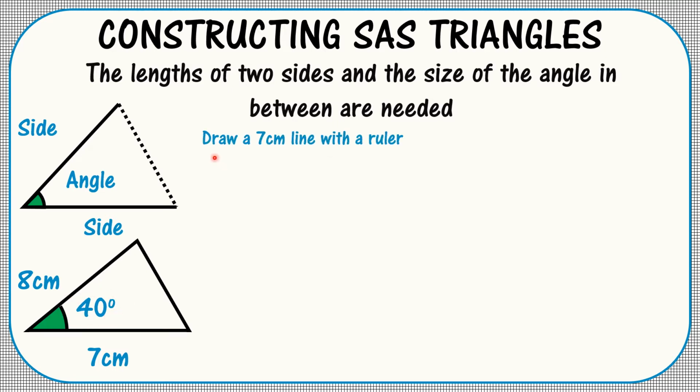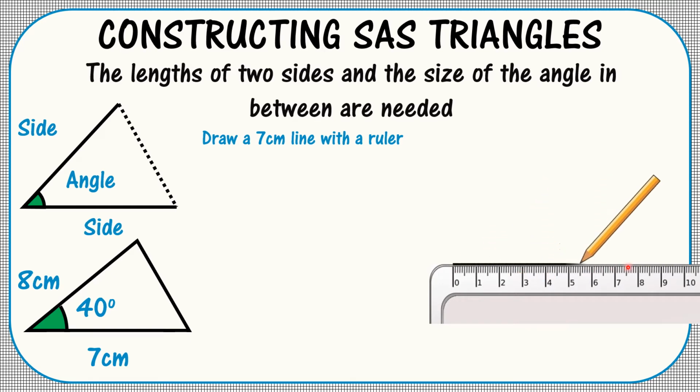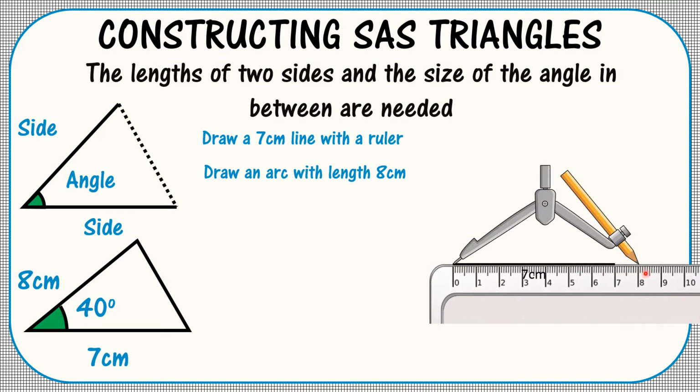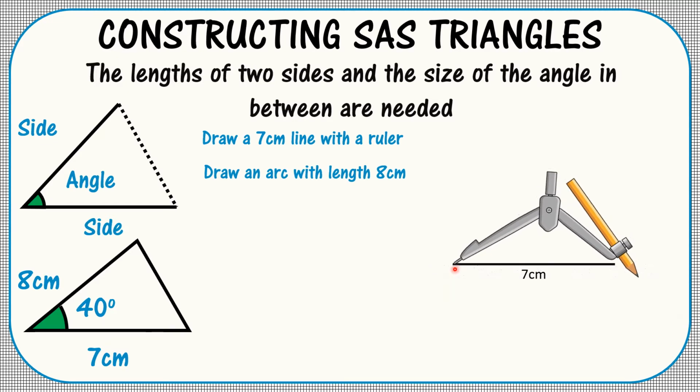What you would do is draw a 7 centimeter line with a ruler. So this is this bottom length as shown over here. The next step is for you to draw an arc with length 8 centimeters. So you will measure out 8 centimeters. It doesn't really matter where the arc starts, as long as the point of the compass is on the point of the line. What you do then is draw an arc.